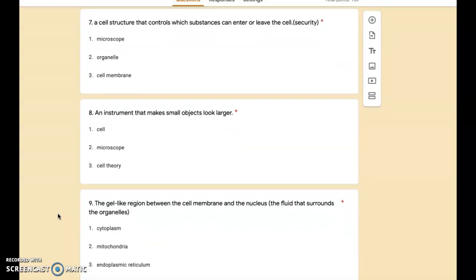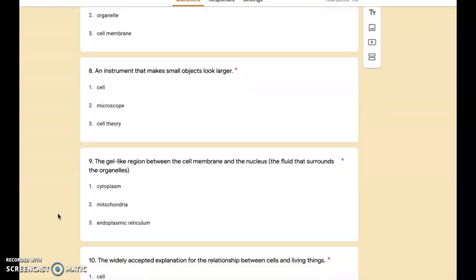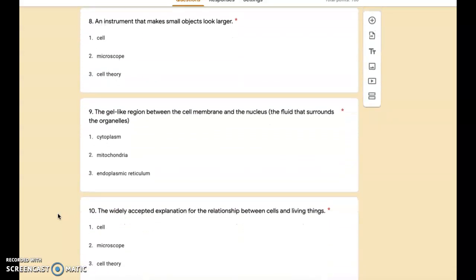Number 7, a cell structure that controls which substances can enter or leave the cell, so the security. Is that a microscope, organelle, or a cell membrane? Number 8, an instrument that makes small objects look larger. Cell, microscope, or cell theory?